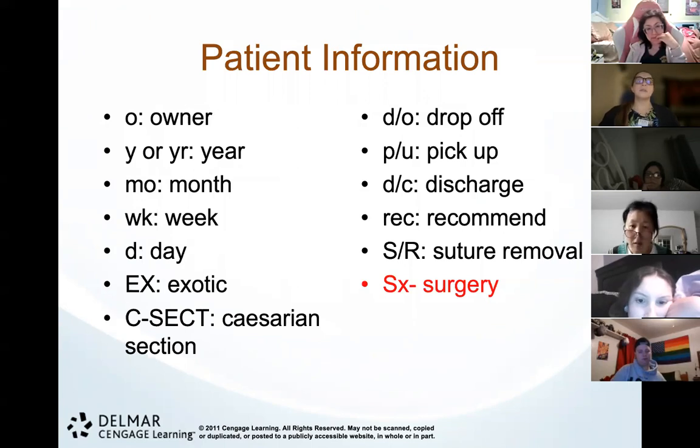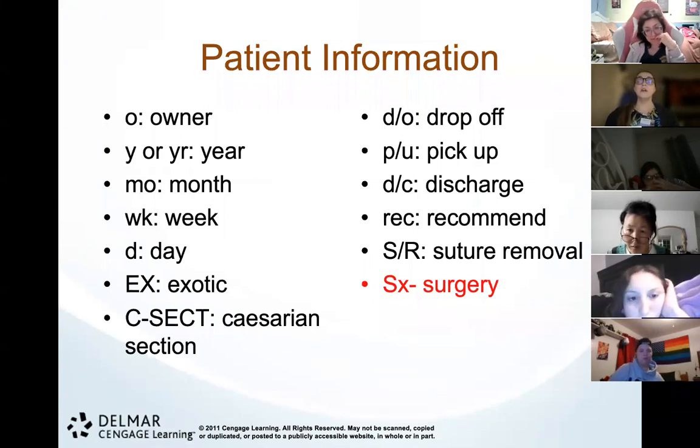Then we have some other abbreviations that we use commonly in the vet field, especially when we are scheduling appointments, drop-offs, pickups, discharge. So I would say like P is to be DO at 3 p.m. Patient is to be dropped off at 3 p.m. Or P's pickup time, or P's PU, is at 3 p.m. Patient's pickup time, 3 p.m.